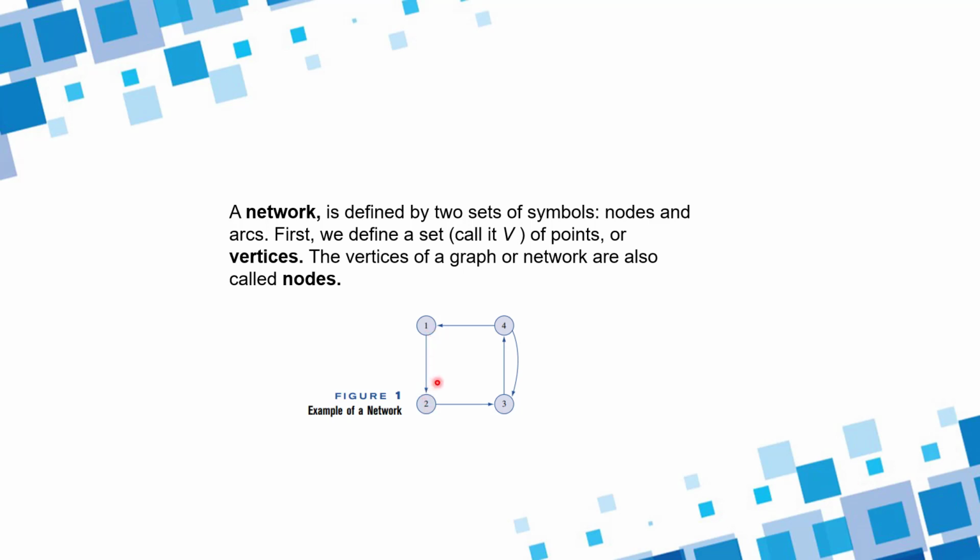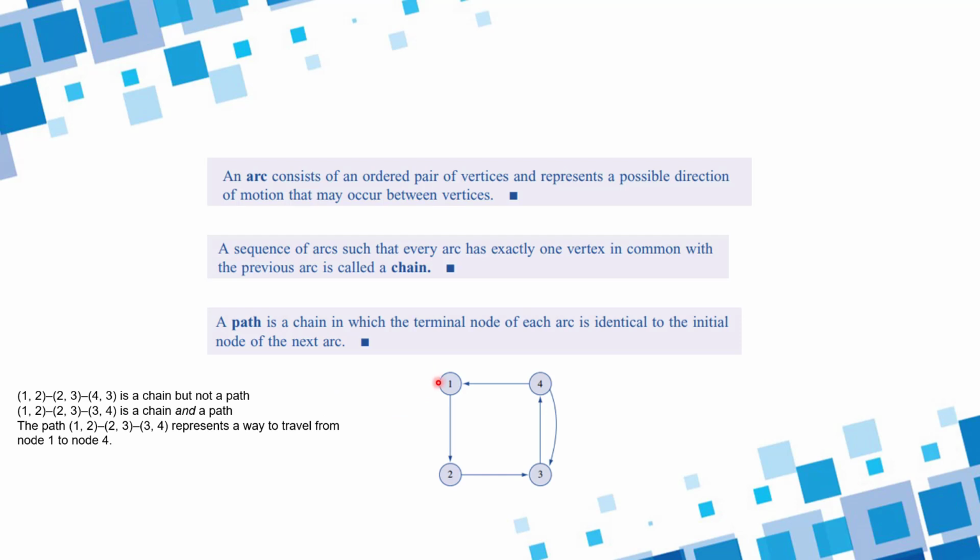Let's move to some more definitions. An arc consists of an ordered pair of vertices that represent a possible direction of motion that may occur between two vertices. So an arc is a motion trajectory between two vertices or between two nodes. When you go from point 1 to 2, that's a path. But if you go from node 4 to node 3, this is an arc.